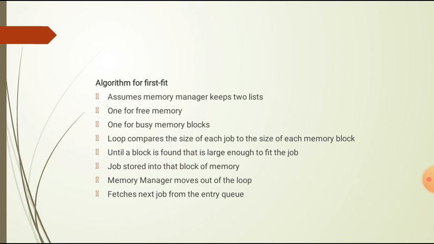The algorithm for first fit assumes the memory manager keeps two lists, one for free memory, one for busy memory blocks. A loop compares the size of each job to the size of each memory block until a block is found that is large enough to fit the job. The job is stored into the block of memory. The memory manager moves out of the loop and fetches the next job from the entry queue.